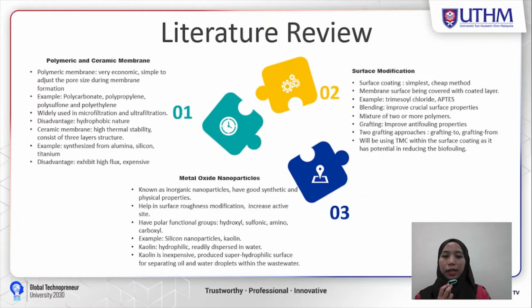Examples of it are polycarbonate, polypropylene, polysulfone, and polyethylene. All four are within the artificial polymers, which are beneficial to the fabricating process. They are widely used within the microfiltration and ultrafiltration processes. But they also have a disadvantage, which is their hydrophobic nature, which becomes a limitation for the separation performance. This is why there are several developments focusing on improving the membrane weakness.